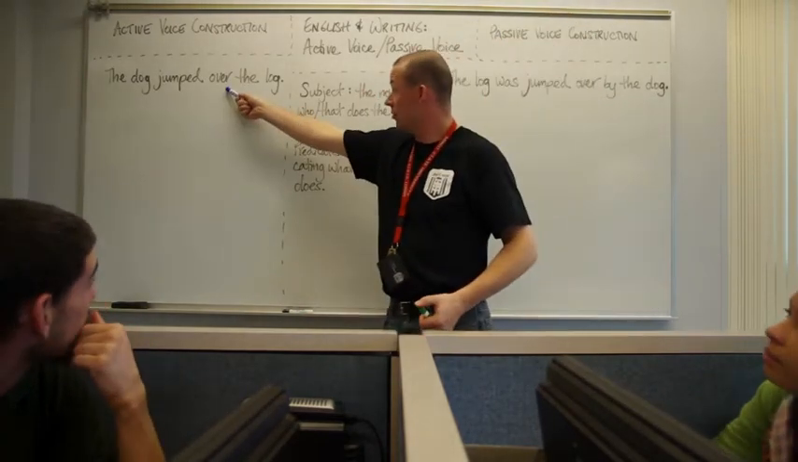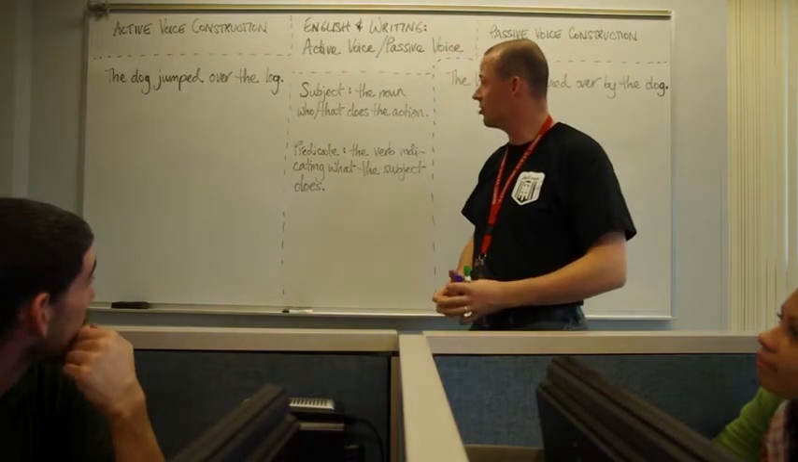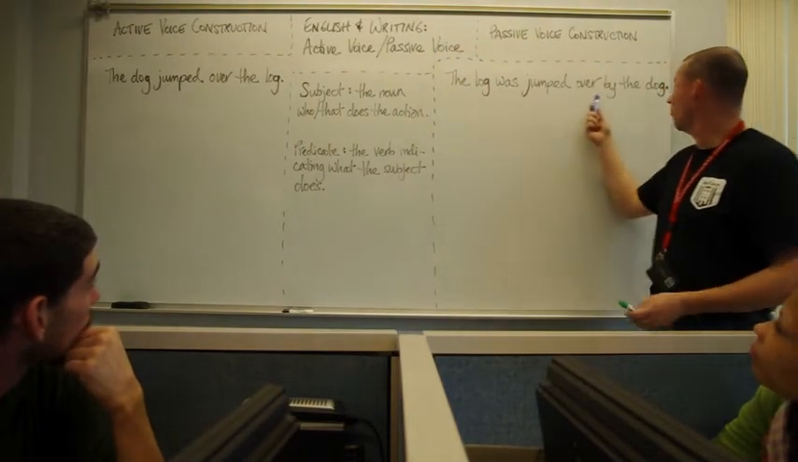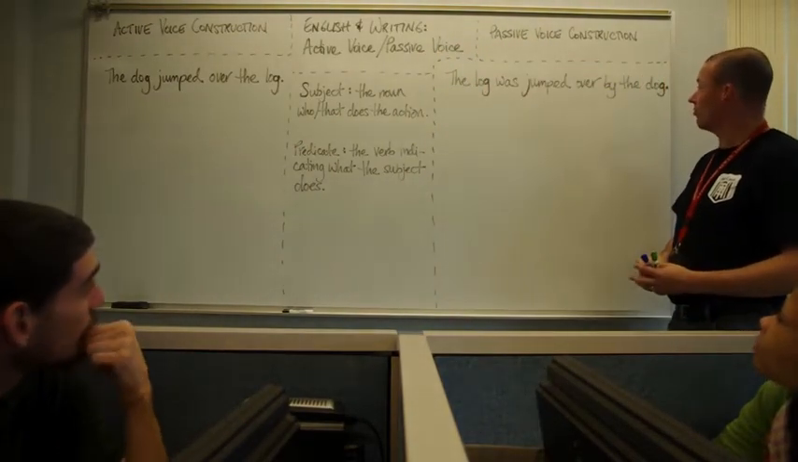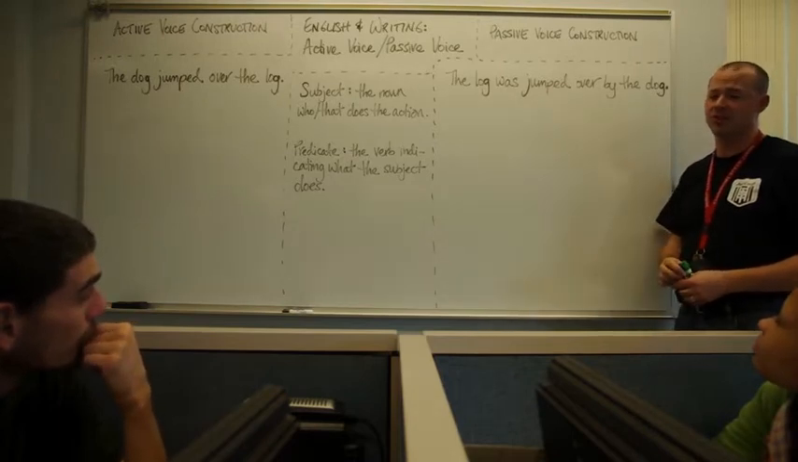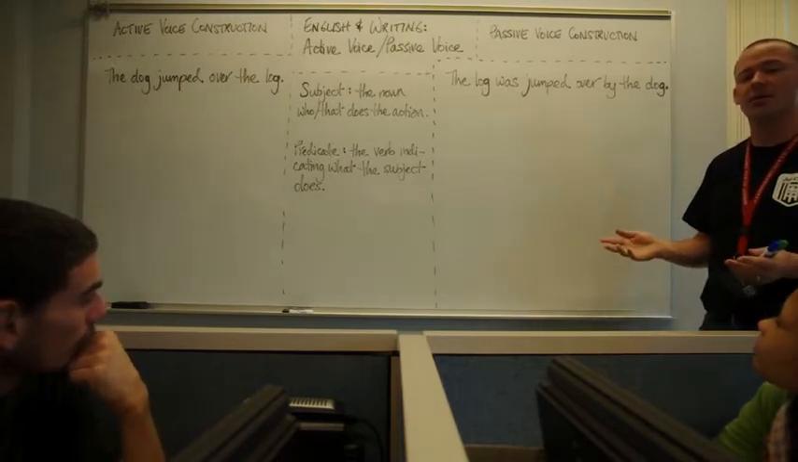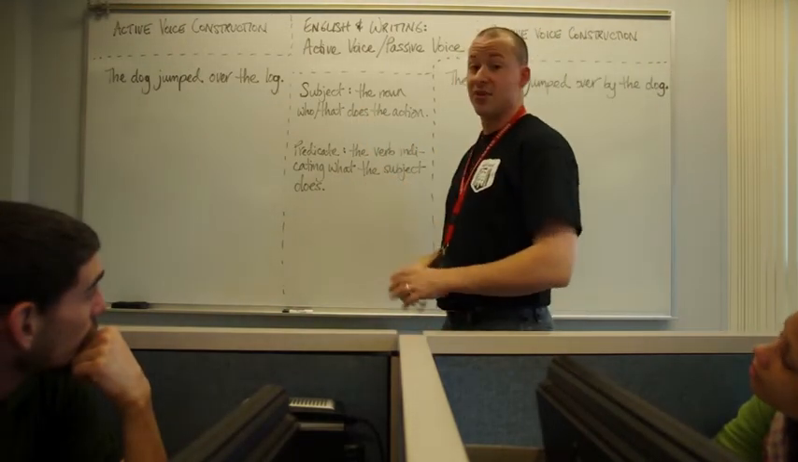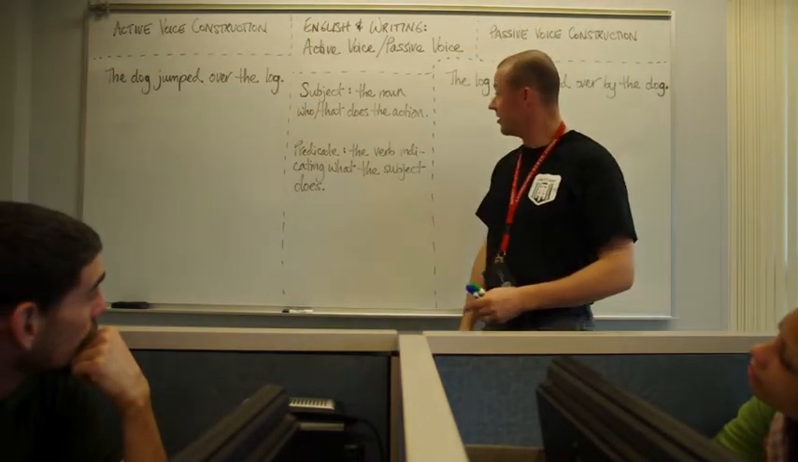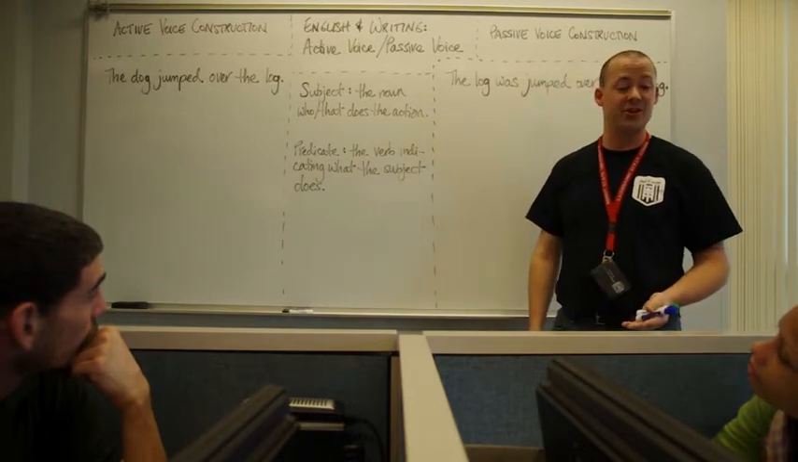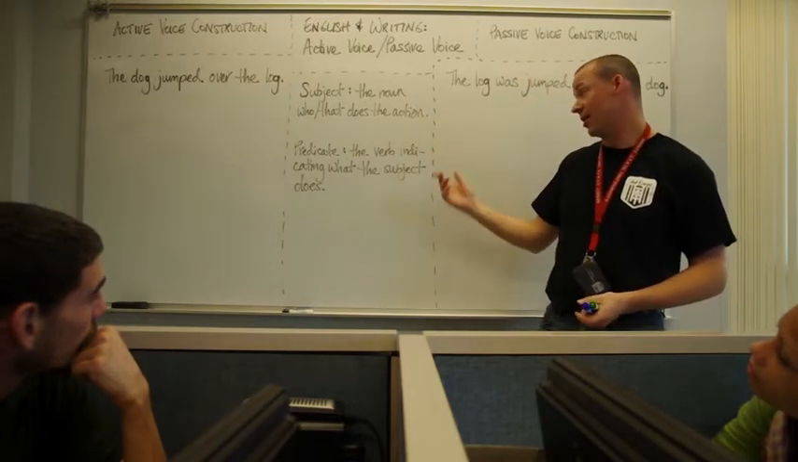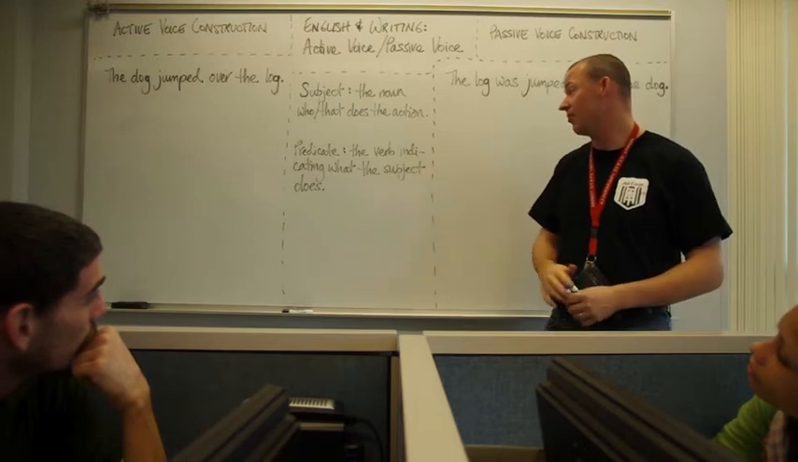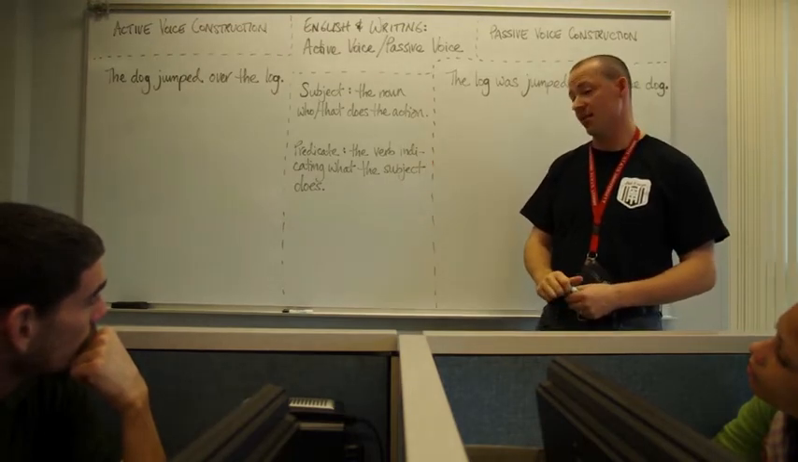First over here, the rendering is, the dog jumped over the log. Over here, the log was jumped over by the dog. Different? Not really in meaning, but in construction, yes. First, you have to know what a subject is. The subject is the noun who or that does the action in the sentence. The predicate also is good to know. The predicate is the verb indicating what the subject does.